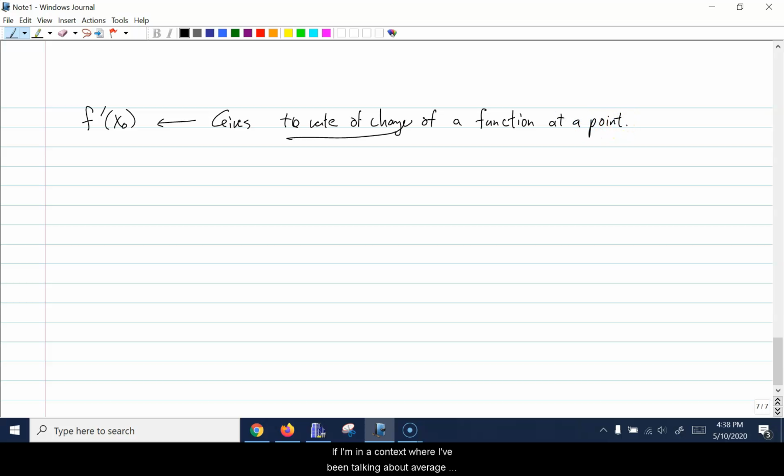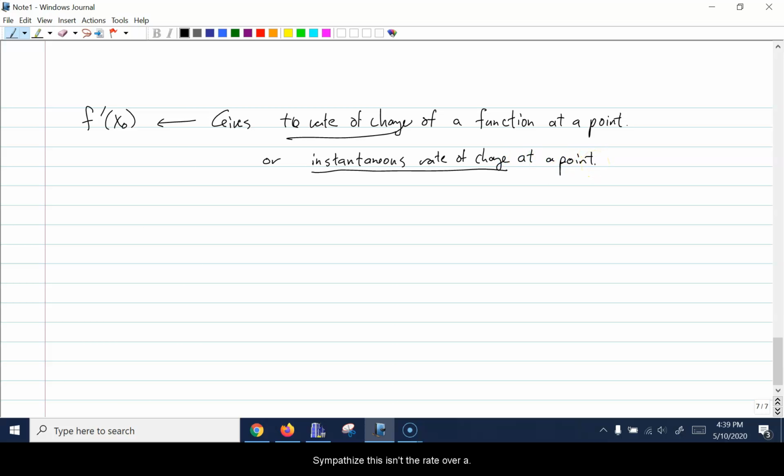If I'm in a context where I've been talking about average rate of change, and I want to emphasize that this one is not an average rate of change, I might call it an instantaneous rate of change. To emphasize, this isn't the rate over a period of time, this is the rate at a particular instant.